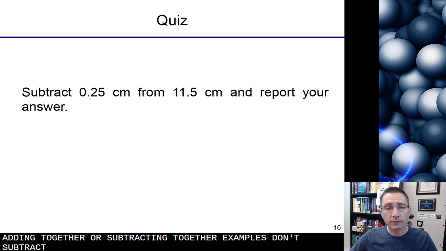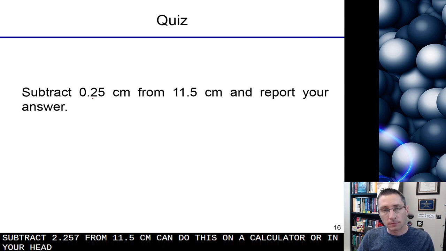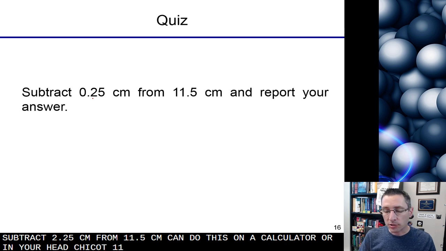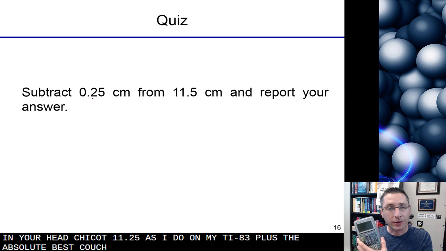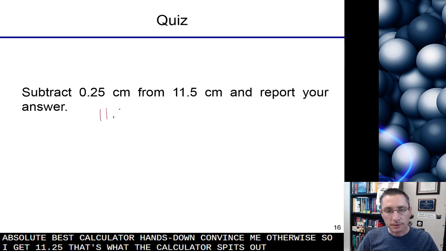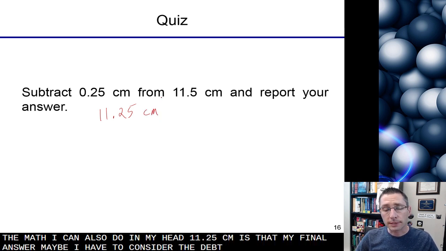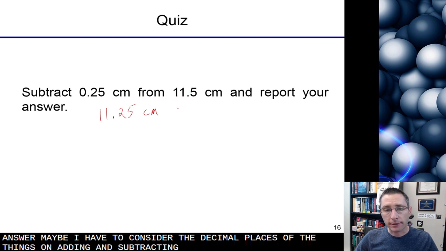So subtract 0.25 centimeters from 11.5 centimeters. You can do this on a calculator or in your head. Should get 11.25, as I do on my TI-83 Plus, the absolute best calculator, hands down. Convince me otherwise. So I get 11.25. That's what the calculator spits out, but that's the math I can also do in my head, 11.25 centimeters. Is that my final answer? Maybe. I have to consider the decimal places of the things I'm adding and subtracting together.